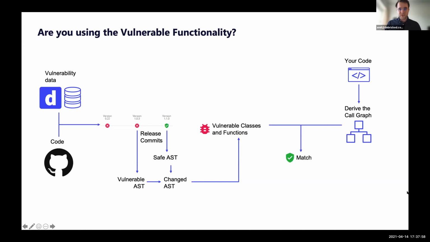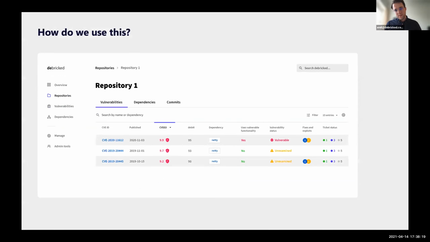From this, we do a matching of the open source vulnerable functions and classes to what you're using. And of course, it's not only direct calls, it's also nested calls where an open source project is using another open source project, which is using a third one, and that's calling a vulnerable function. This can be displayed in different ways, but these are just sketches for now. We're still in the backend part of this project.